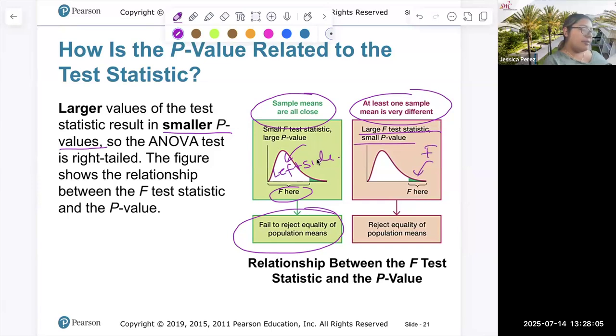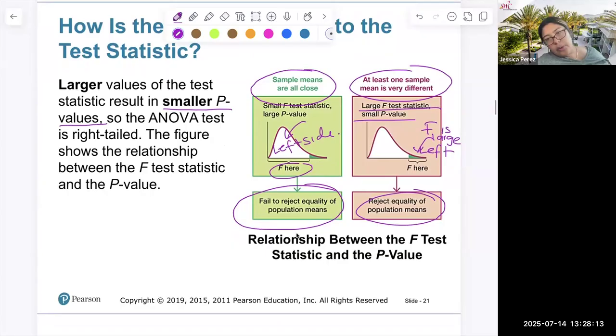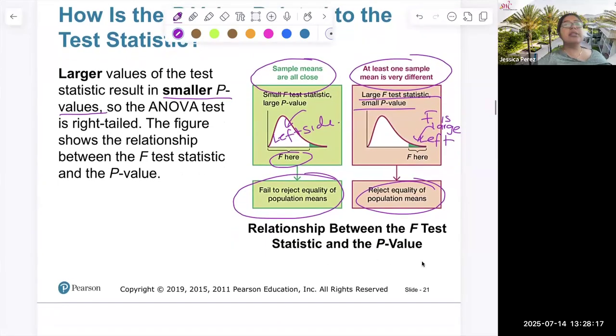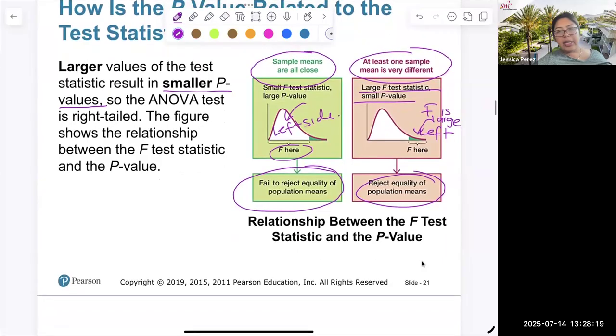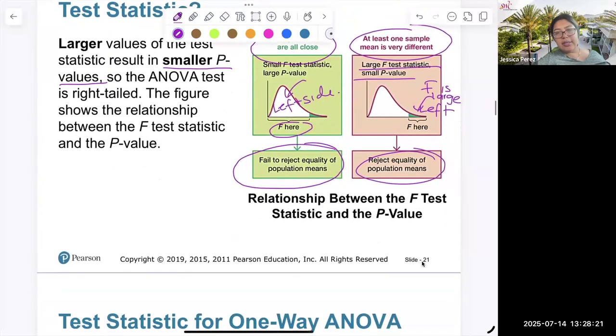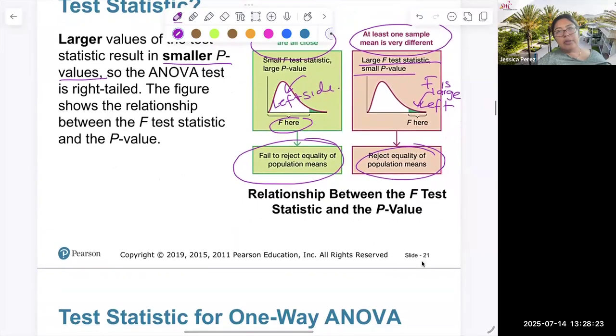That means that your F is large and the shaded area is to the right. We will reject equality. So one, we will fail to reject equality. The other one, we will reject equality. That is the relationship between the F test and the p-value. So it depends on where you are. If you have a large F, you have a small p. If you have a small F, you have a large p.